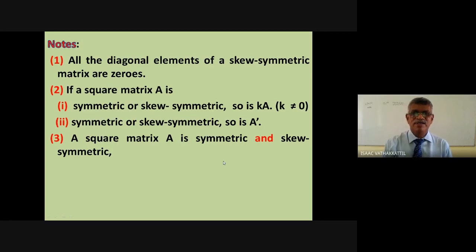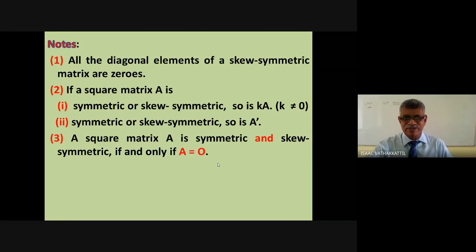Is it possible? Can some of you answer me? Can a matrix be symmetric as well as skew symmetric? Possible, only if it is a zero matrix. Remember, a square matrix is symmetric and skew symmetric together. That is why I used the word "and". Symmetric and skew symmetric if and only if it is a zero matrix.